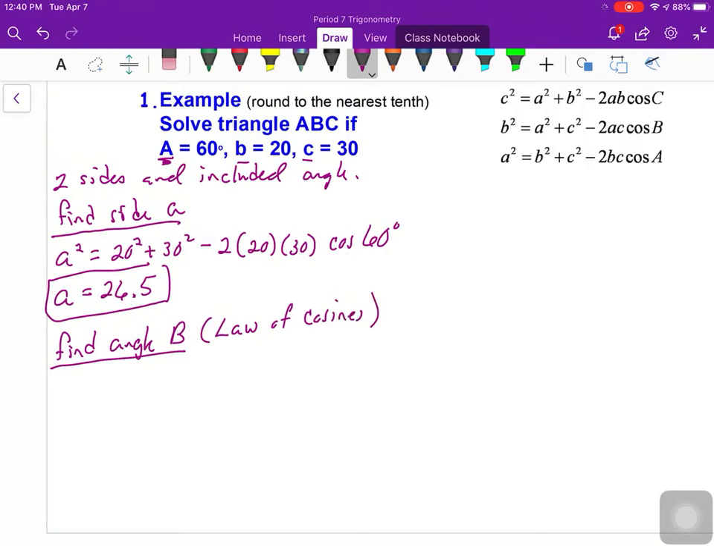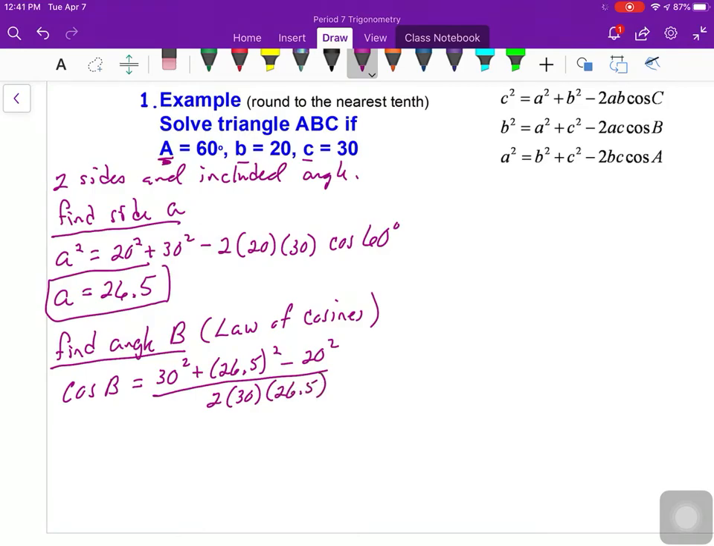We're going to find angle B. And I'm going to use the law of cosines. It's a good idea if you start with the law of cosines to stay with the law of cosines. So I'm going to have cosine of B equals, and then on the top, I'll have my c squared plus my a squared minus my b squared, divided by 2 times c times a.